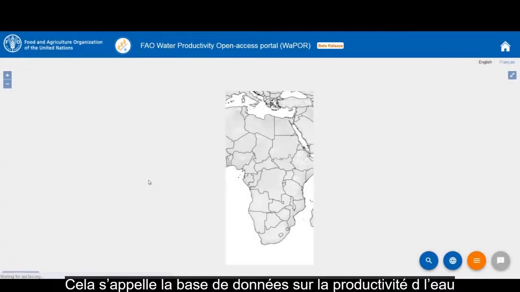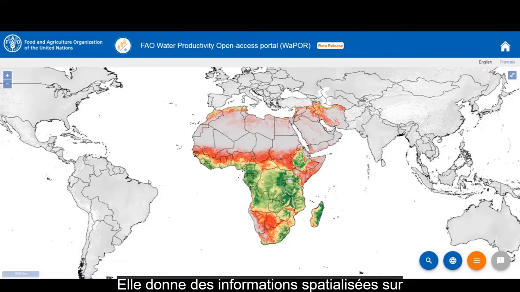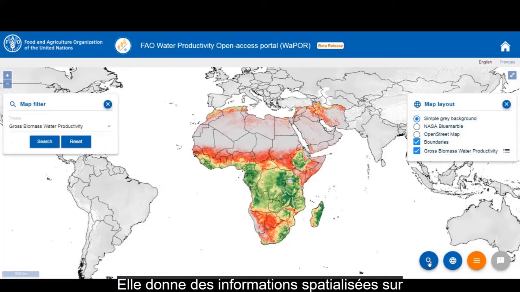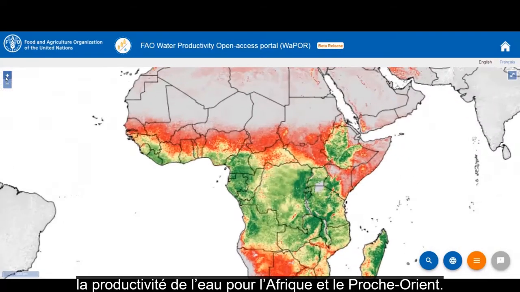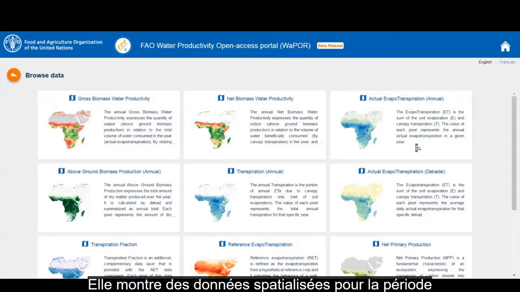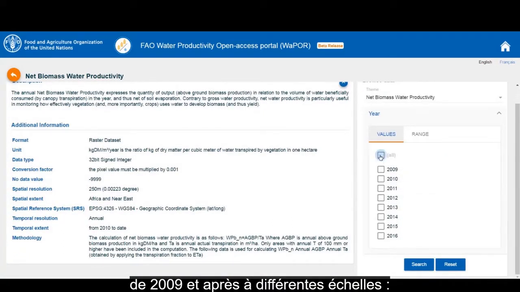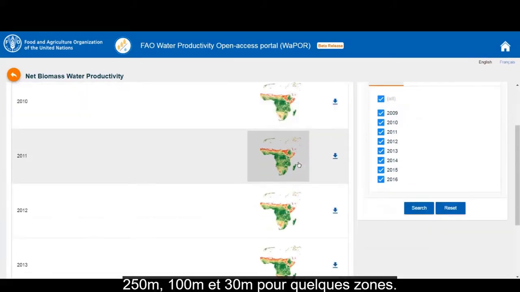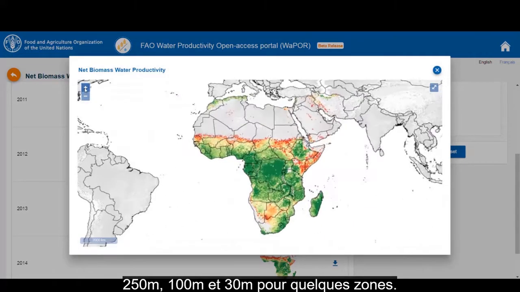It's called the FAO Water Productivity Database. It's also referred to as the WaPOR portal, and it gives spatial information about water productivity over the whole African continent and the Near East. And it shows spatial data between the times of 2009 till moving forward 2019, and it's on different spatial scales: 250 meters, 100 meters, and 30 meters in select areas.